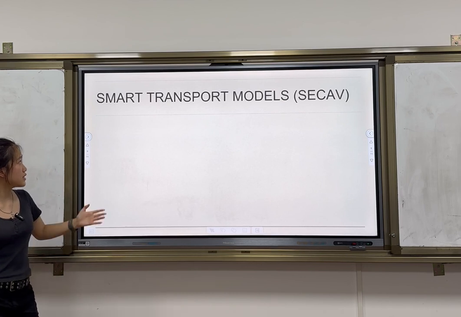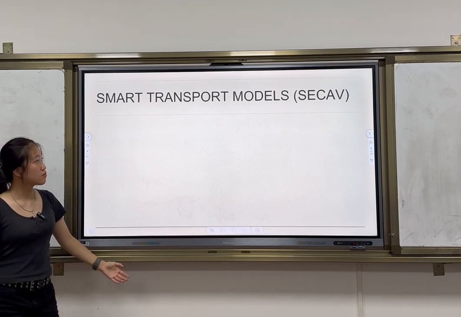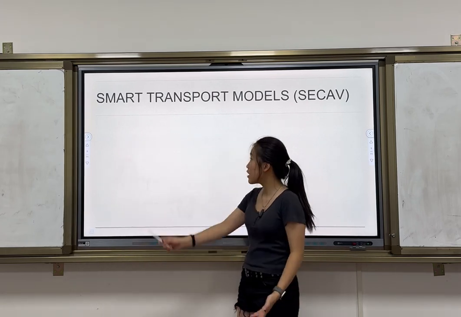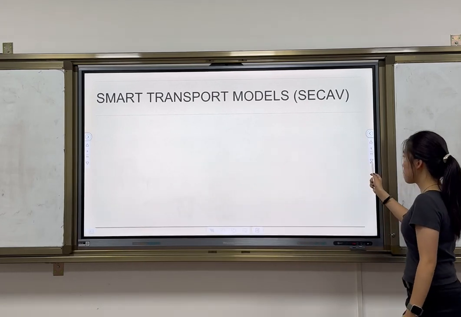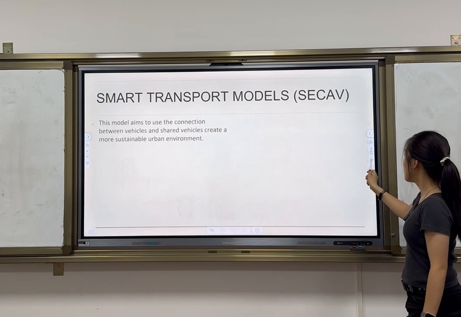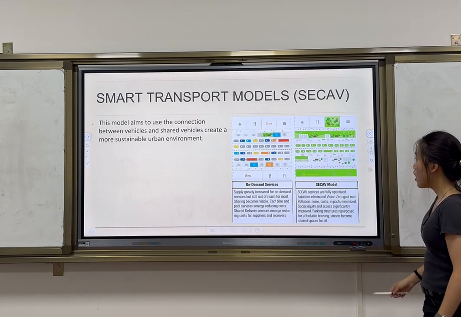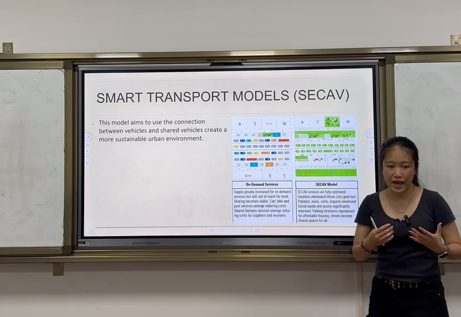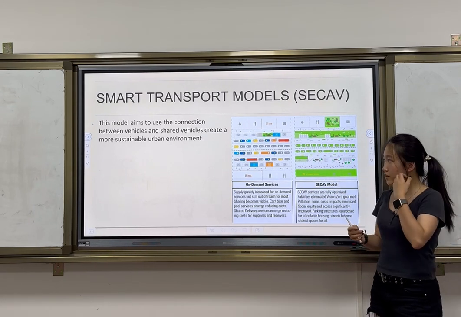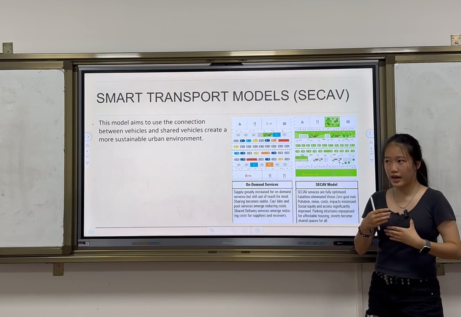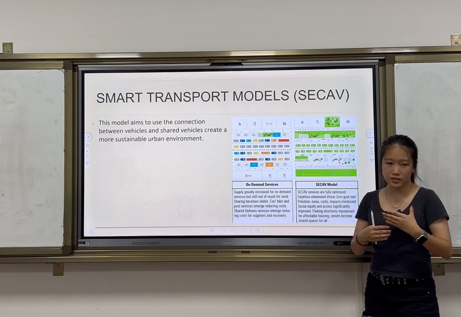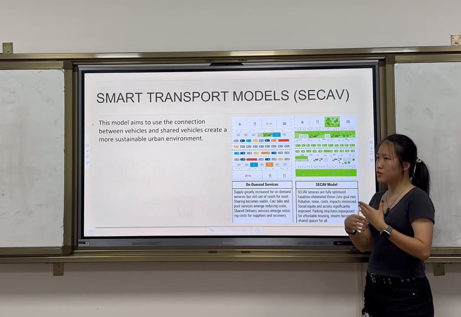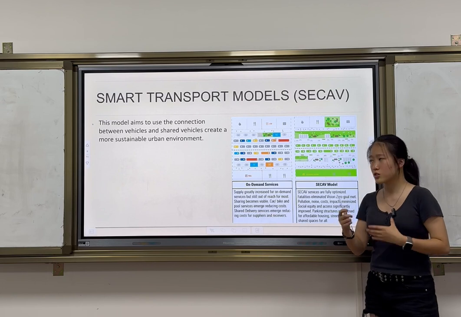So let's look at these smart transport models, CCAF. San Francisco's CCAF model combines autonomous vehicles and electric cars with connected mobilities to create an intelligent transport system.